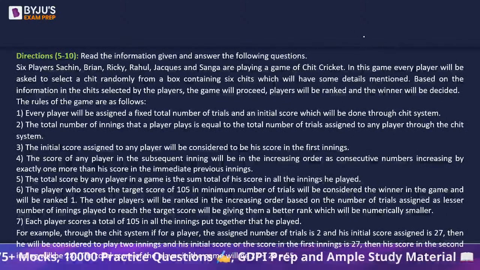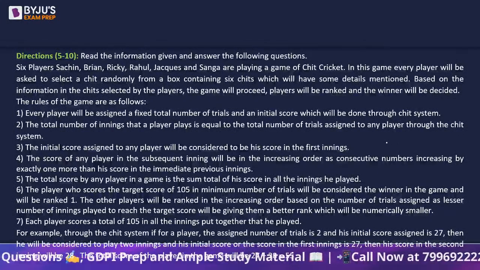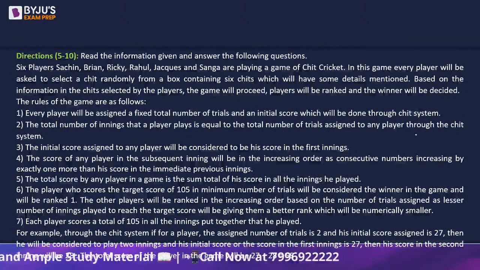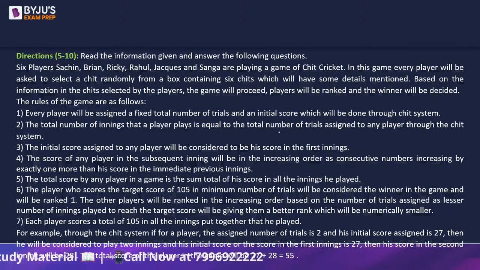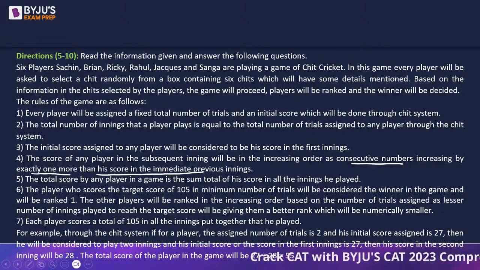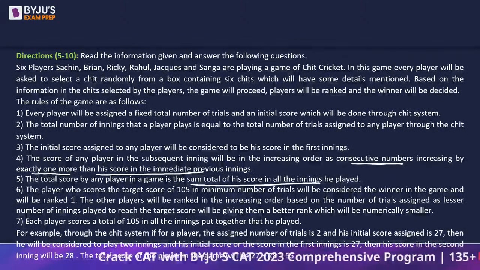Every player will be assigned a fixed total number of trials and an initial score which will be done through the chit system. The total number of innings that a player plays is equal to the total number of trials assigned to any player through the chit system. The initial score assigned to any player will be considered to be his score in the first innings. The score of any player in the subsequent innings will be in the increasing order as consecutive numbers, increasing by exactly 1 more than his score in the immediate previous innings. The total score by any player in a game is the sum total of his score in all the innings he played.